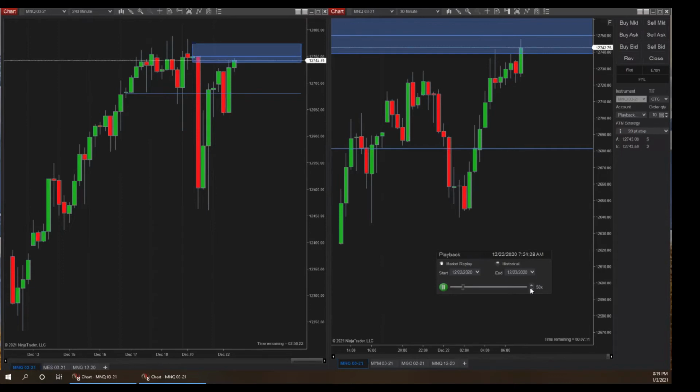And sometimes you just got to be a little patient. Remember, we're at 7:26. Okay, here we have our interaction with the key line. And remember, we're looking for a rejection off of the key line.